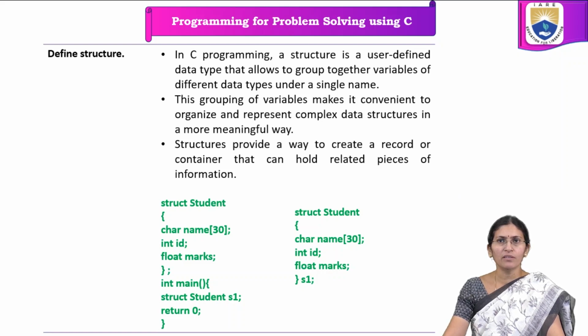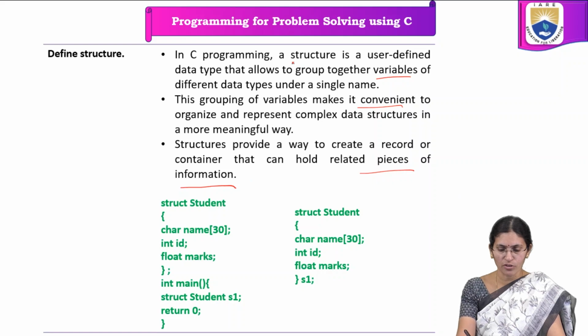In C programming, structure is a user-defined data type which allows us to group together variables of different data types under a single name. This grouping of variables makes it convenient to organize and represent complex data structures in a more meaningful way. Structures provide a way to create a record or container that can hold related pieces of information. That is the definition of the structure.